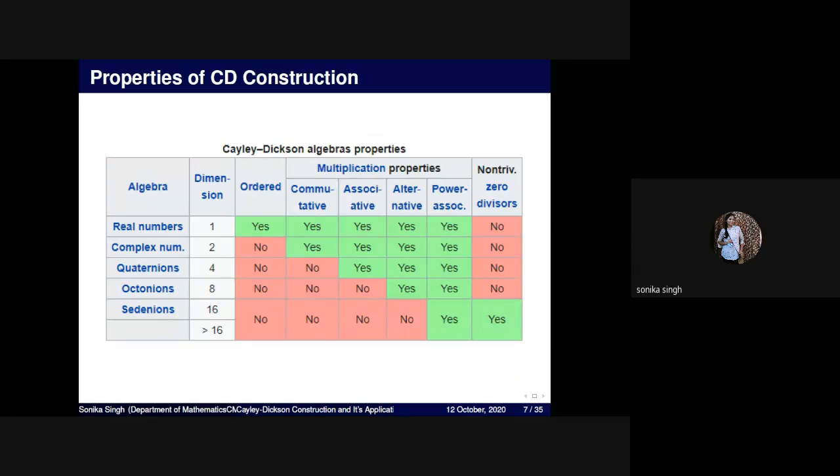This table can give us a more detailed explanation in a very brief way. When we apply the Cayley-Dickson construction one by one, step by step, we can see which property remains intact and which property has been lost. If we go to real, as I said earlier, complex numbers lost the ordered property, quaternions lost the commutative property, octonions lost the associative property, and sedenions lost the alternative property, and so on.